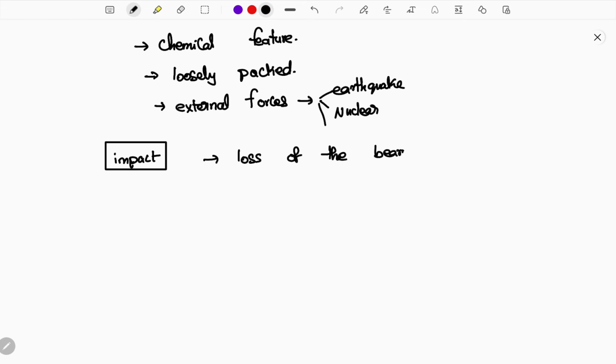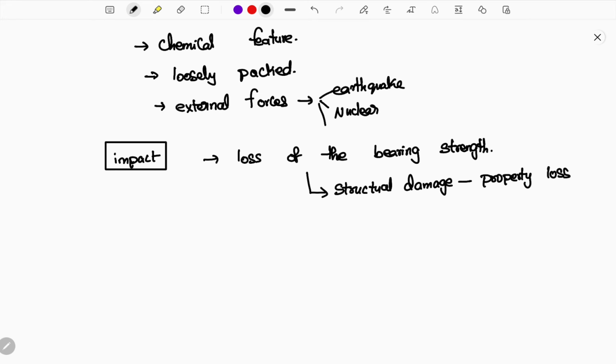The soil has a bearing strength at the surface, and obviously liquefaction makes the soil lose its bearing strength. If the soil loses its strength, then the structures along the surface will be damaged. So structural damage will happen. If a structure is damaged, then there will be property loss. When a building is lost, as I showed earlier, or a car is lost, that causes property loss. And then there are casualties too. If a whole house is lost, there will be casualties too.